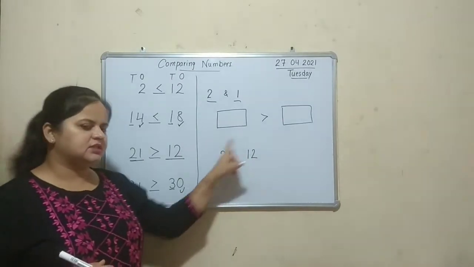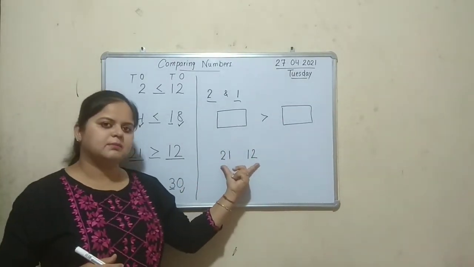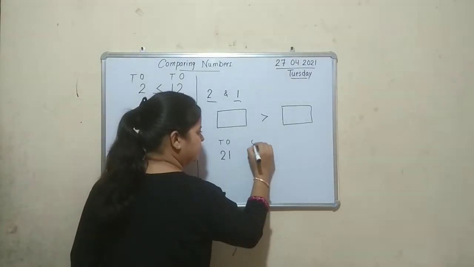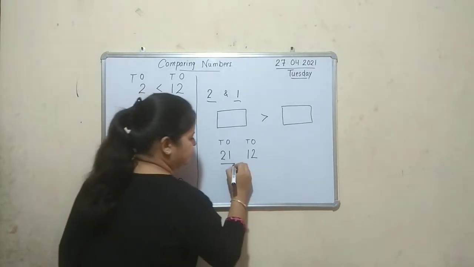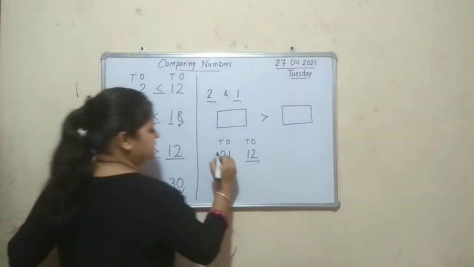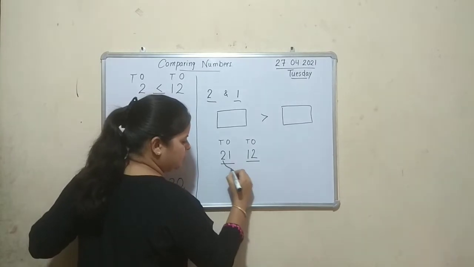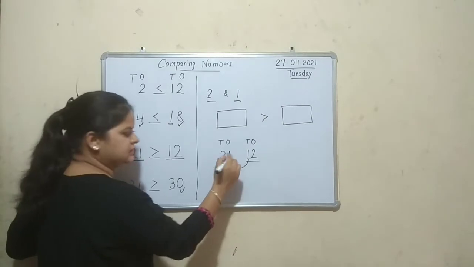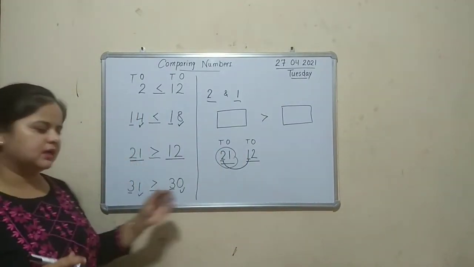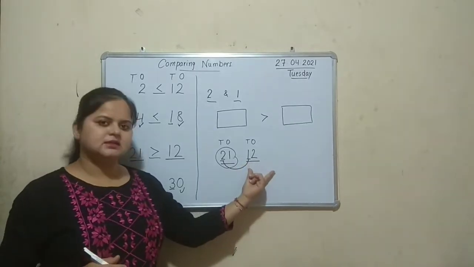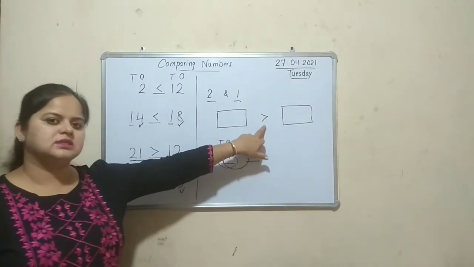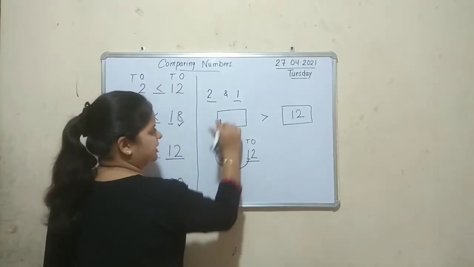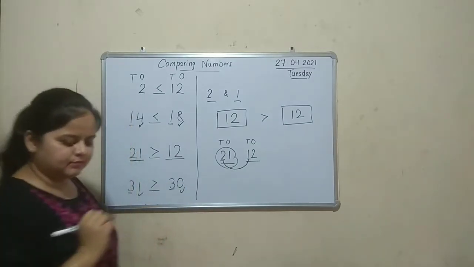So which is the greater and which is smaller in these two numbers? Again we will write ones, tens here. Number 21 and number 12. We will see the digits written on the tens place, 2 and 1. So the greater number is 21 and 12 is the smaller number. According to this sign, we will write the smaller number here, 12, and the greater number on this side. Okay.